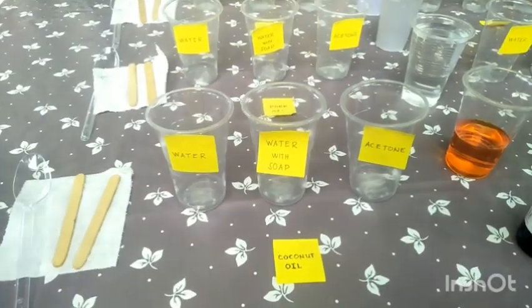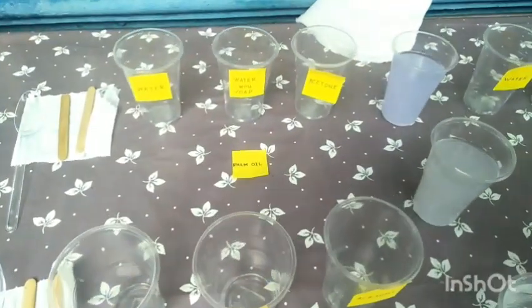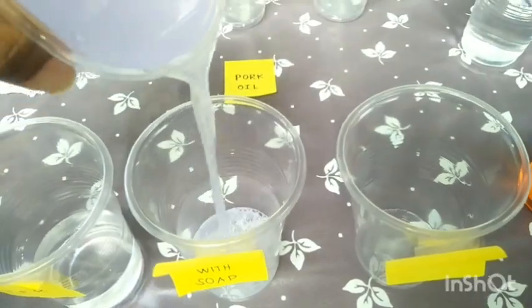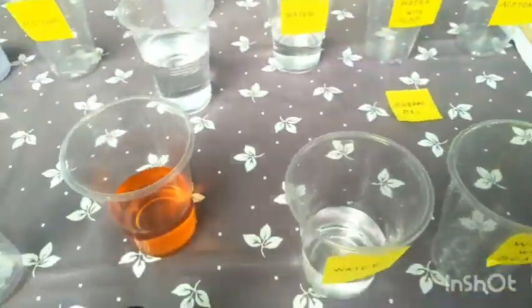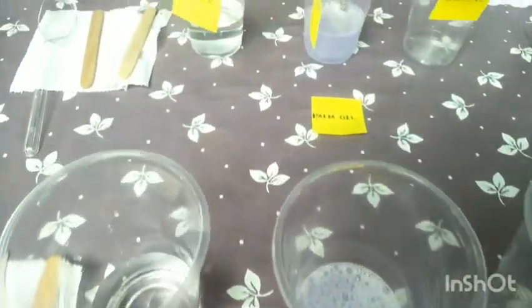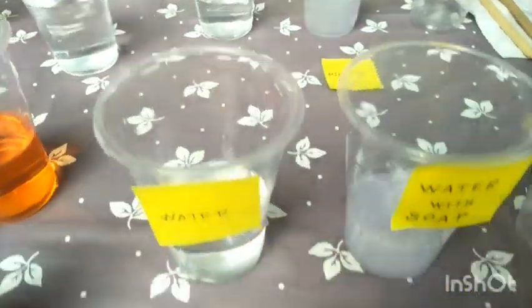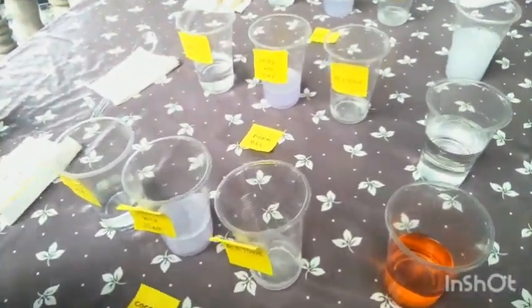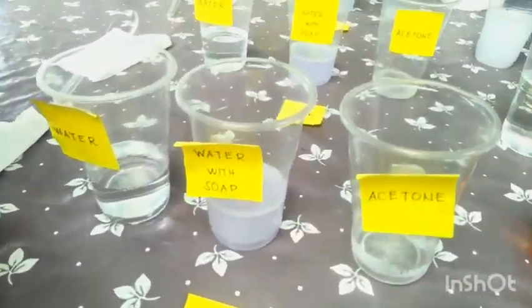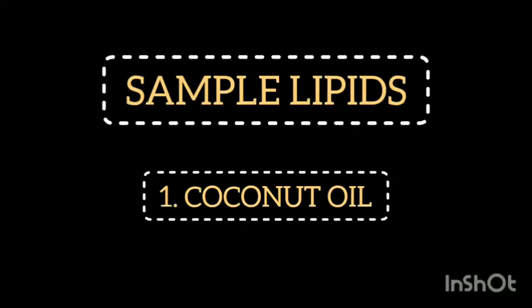So now, we will proceed to the procedures to test the solubility of the lipids, also known as fats and oils. We will need to prepare all of our equipment, such as the 3 test tubes, which contain water, water with soap, and acetone. After that, we will put 1 spoon or an adequate amount of our lipids into the test tubes and mix it to see if emulsification occurs.